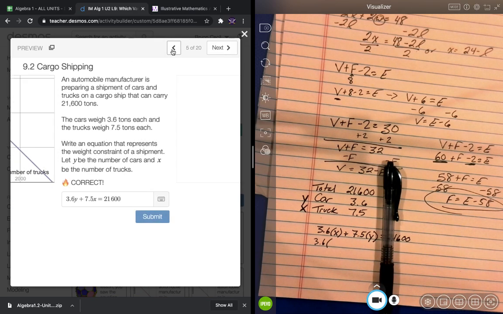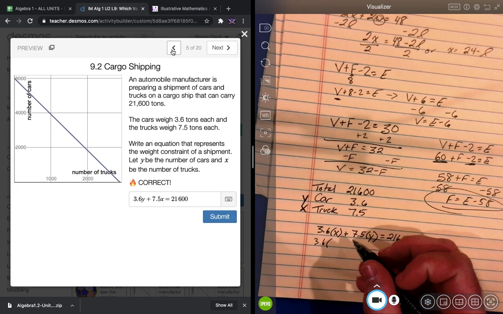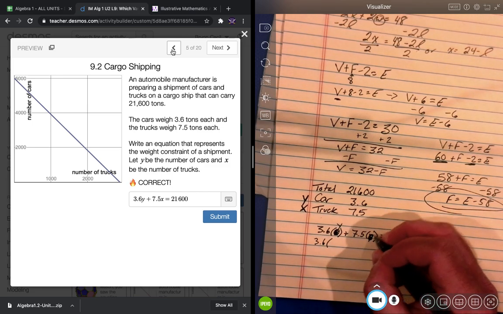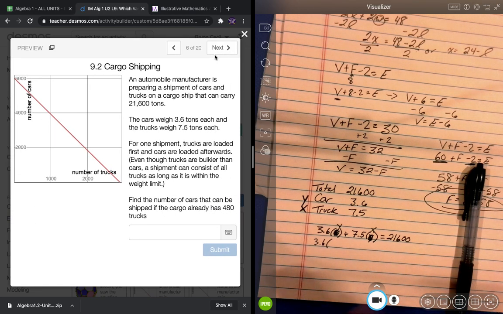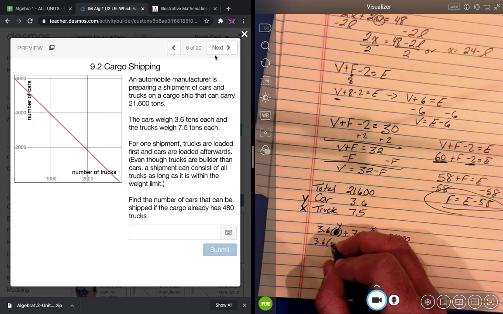And let me just make sure, guys, did I write that wrong? Yes, I did on my paper here, okay? I meant to write this should be a Y and this should be an X. I apologize. I did it right on the other one, but Y is the car and X is the truck. Okay, just making sure that we have that. Okay, so now I say, find the number of cars that can be shipped if the cargo already has 480 trucks.